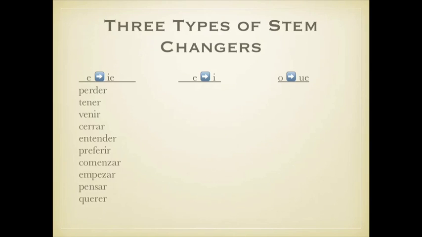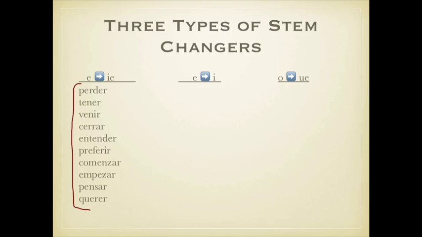So let's go ahead and take a look at a few, okay? Three types of stem changers. Now, these are typical verbs. They're very common. These are some of the most common verbs that are used in Spanish that you'll have the most encounter with. And so these are ones that are definitely stem changers. The only way you can know that they're stem changers is because you have to memorize them.